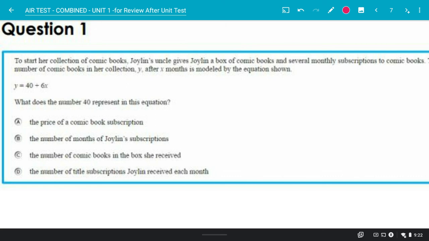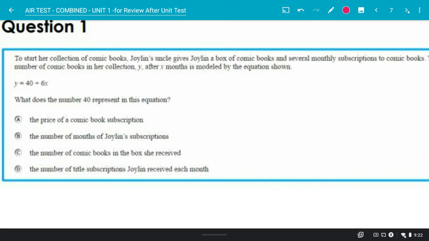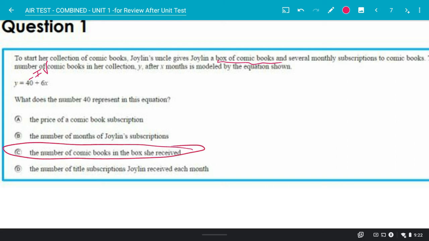To start a collection of comic books, Joylin's uncle gives Joylin a box of comic books and several monthly subscriptions to comic books. The number of comic books in her collection, y, after x months, is modeled by the equation. What does the number 40 represent in this equation? Well, you've already told me it's the initial value. So he gave her a box. That must be how many comic books were in the box she received. See.